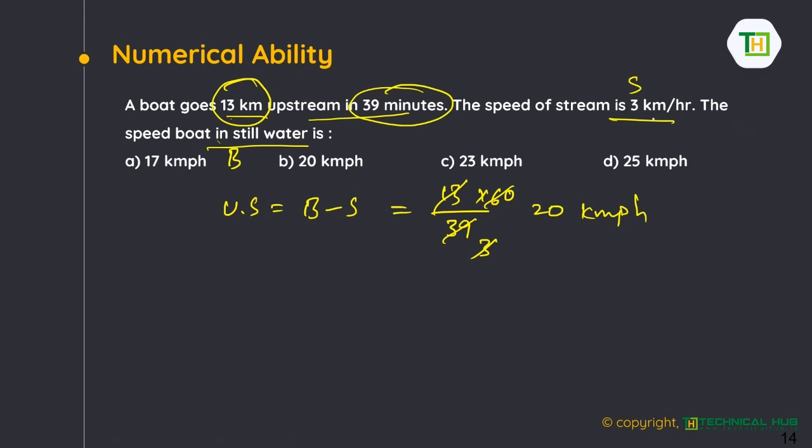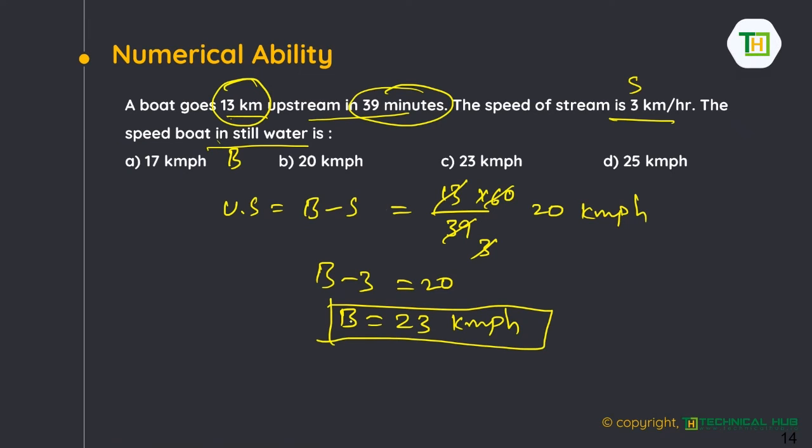Whereas we know that S is equal to 3 kilometers per hour, right? B minus 3 is equal to 20, and then B is equal to what? Minus 3 goes to the right side, plus 3. 20 plus 3, 23 kilometers per hour. That is the speed of the boat in still water. Don't confuse option B and option C. Here 20 kilometers per hour is the upstream speed, but the speed of the boat in still water is 23 kilometers per hour. That is the answer. Please note down the solution.